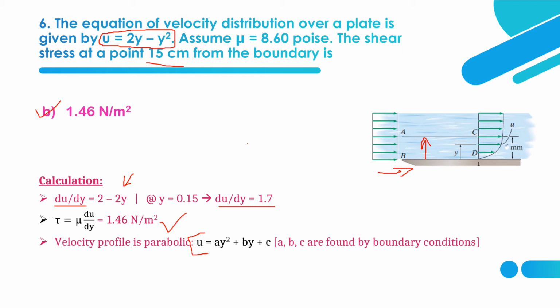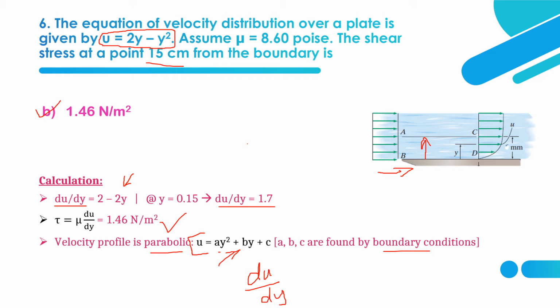But in some cases they don't give, they give only the profile shape. So for example, if the velocity profile is parabolic, then we have to adopt this formula: u is equal to ay square plus by plus c, and these constants a, b, c are found by boundary conditions. That is nothing but at y is equal to 0, what is the velocity? At y is equal to the plate or the thickness of flow, then what is the velocity? So this is how we have to find the a, b, c values by using boundary conditions, and substitute all the things using du by dy, then find the shear stress using the Newton formula.